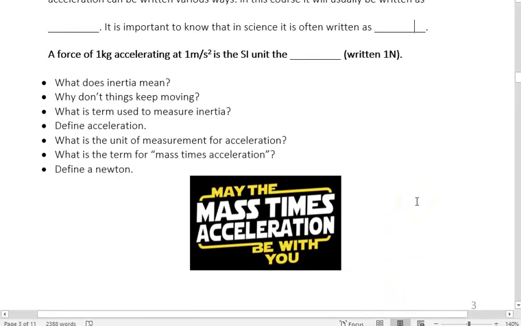So, anyway, why do things keep moving? Why don't things keep moving? Why do they slow down? If they're lazy, why do they slow down? Friction, exactly right. What is the term used to measure inertia?